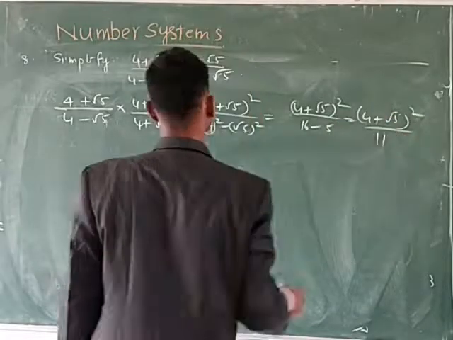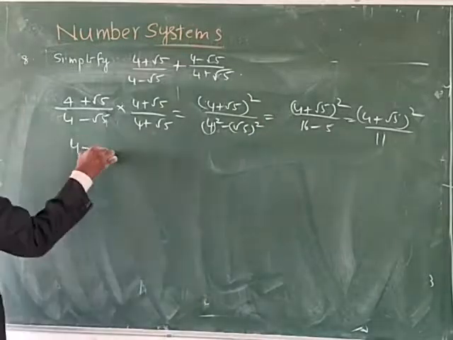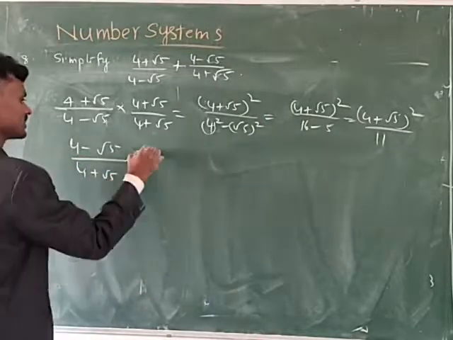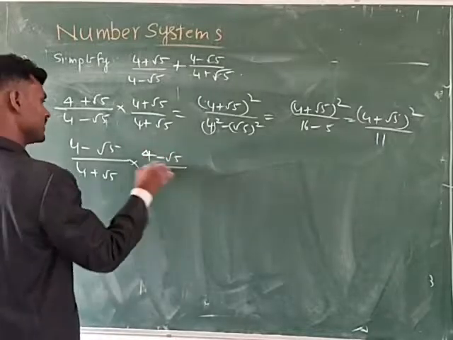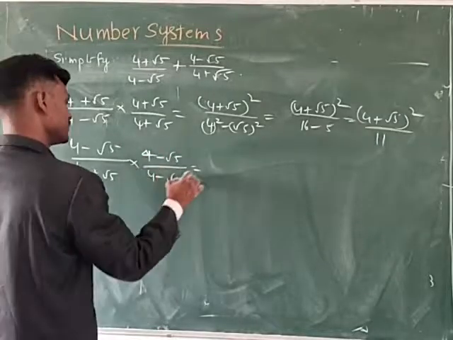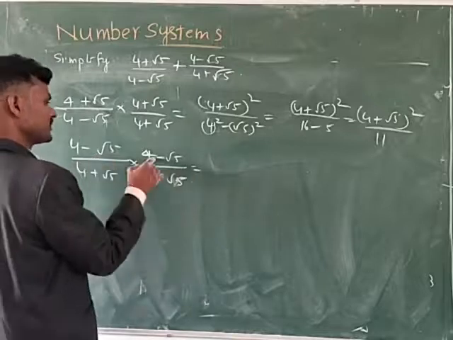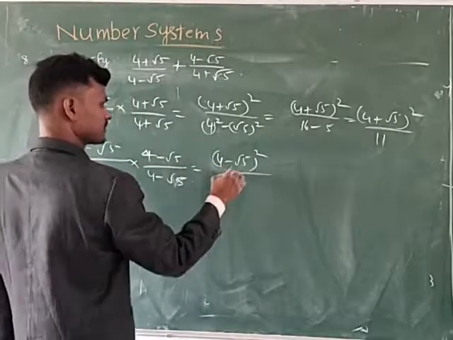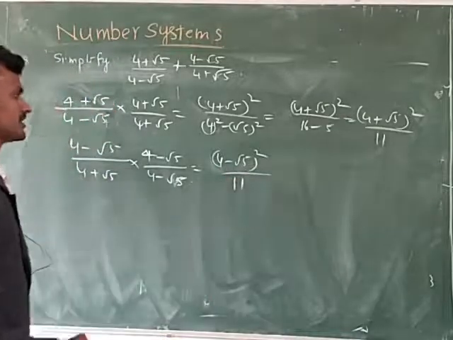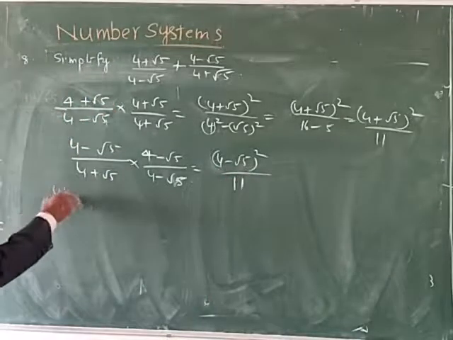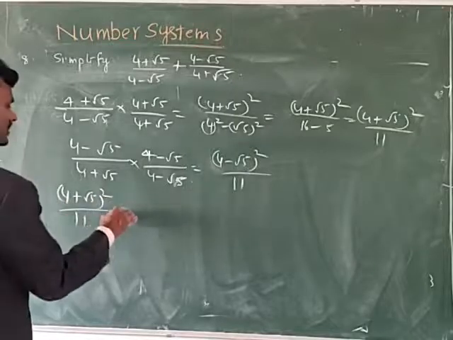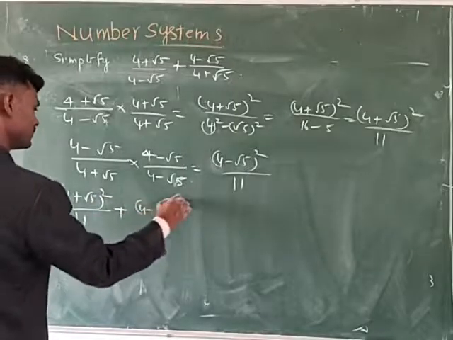Next we take (4 − √5)/(4 + √5). Here also rationalize the denominator by multiplying with (4 − √5)/(4 − √5). Now this is the (a − b) whole square formula, (4 − √5) whole square over 16 minus 5, that is 11. Now you take the whole term: (4 + √5) whole square by 11 plus (4 − √5) whole square by 11.